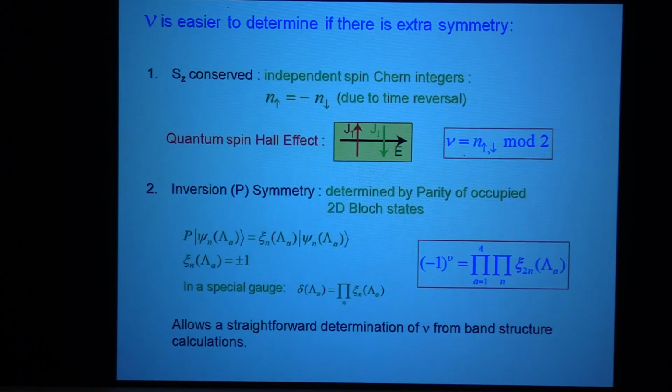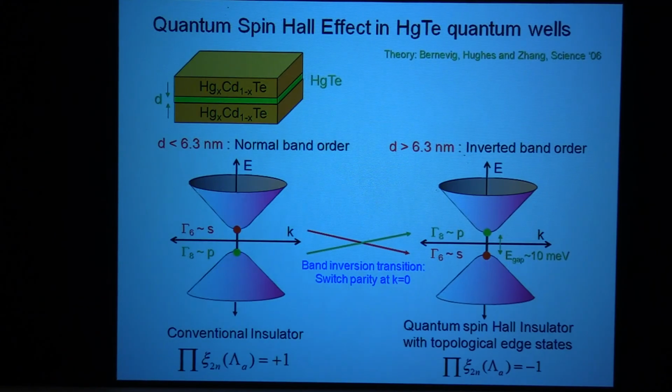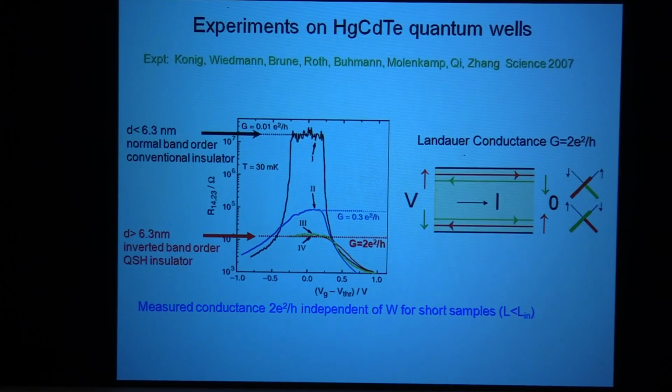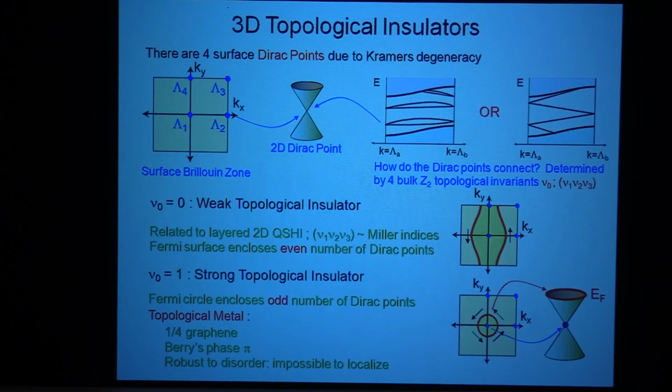Let's see, what to do? I think what I'm going to do is skip. I think Amir Yacoby is probably going to talk about the mercury telluride experiments, which were the first experiments that demonstrated the 2-dimensional quantum spin Hall effect. So I think I'm going to skip through this, and I want to get to the 3-dimensional topological insulator.